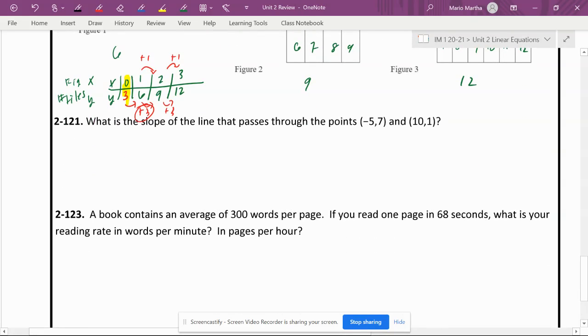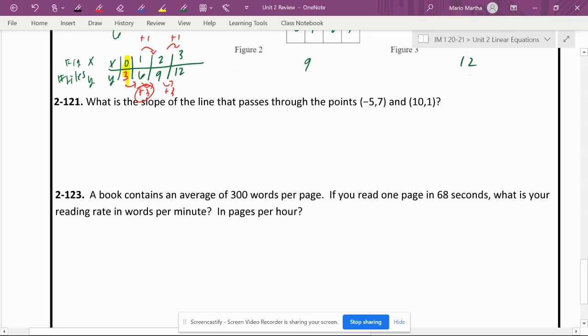All right. So in the next problem, what is the slope of the line that passes through the points -7, 7 and 10, 1? So here, what you want to do is, again, first remember that the slope is the change in y over the change in x, right? And in this case, we're given 2 points, and that's the only thing they're asking us for, right? Just the slope, not the equation, just the slope.